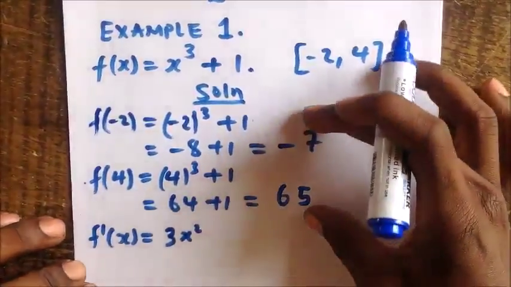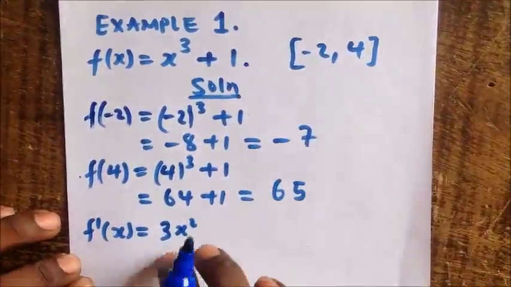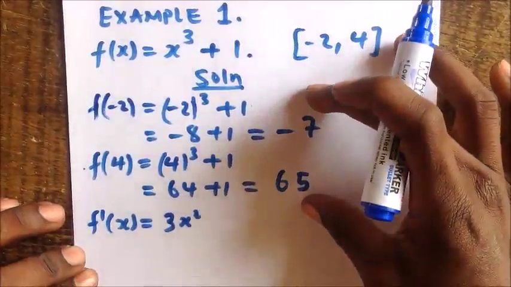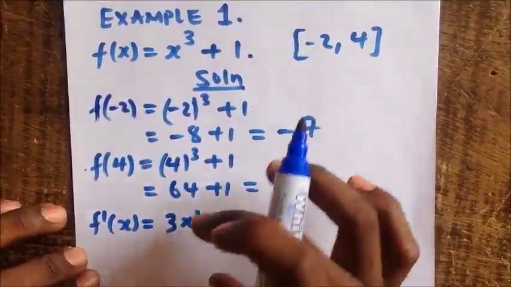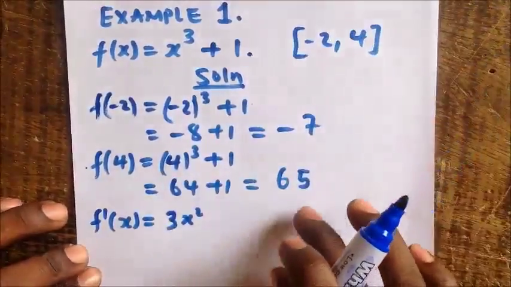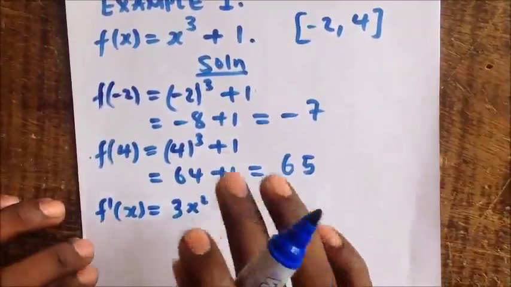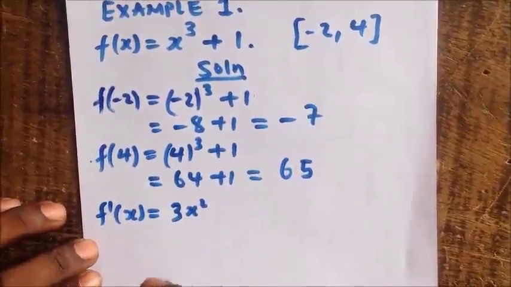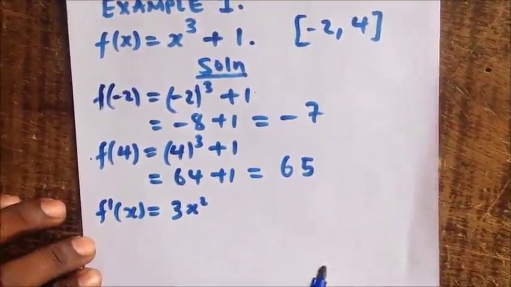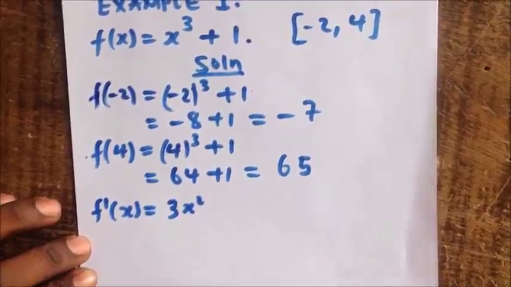Therefore, the function is continuous and the function is differentiable. Since the function is continuous on the interval and differentiable on the open interval minus 2, 4, the function satisfies the hypothesis of the mean value theorem. So there must be a number c in the open interval minus 2, 4.